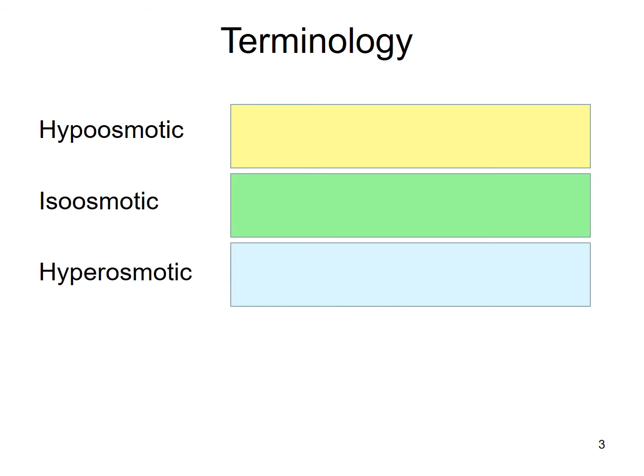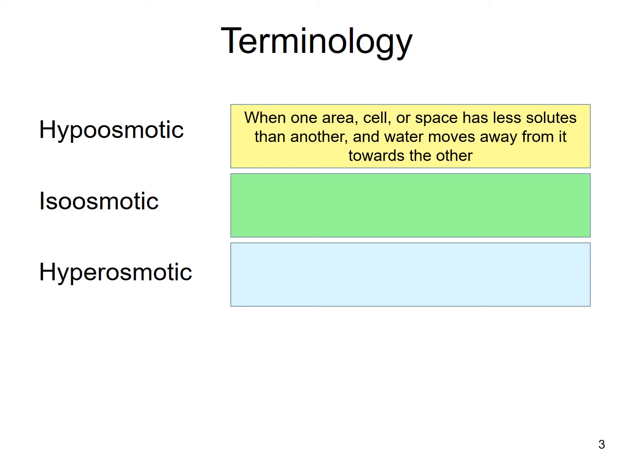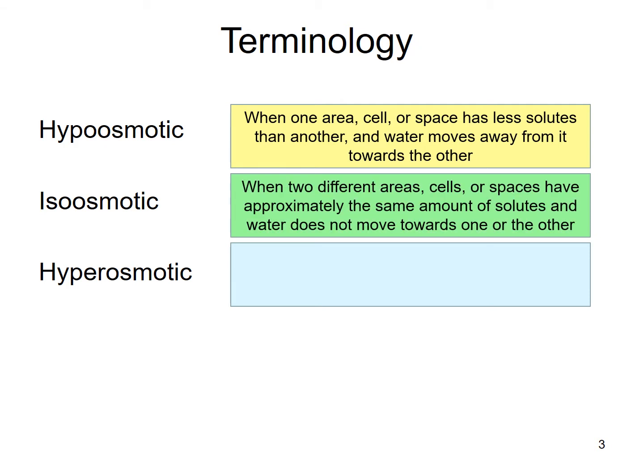Before moving on, we'll need to introduce a little bit of terminology here. A hypoosmotic solution occurs when an area, cell, or space has less solutes than another. Water will move away from a hypoosmotic area towards the other area, cell, or space. With isoosmotic, you've got two different areas, cells, or spaces with approximately the same amount of solutes, and there's no net movement of water toward one or the other area, cell, or space.